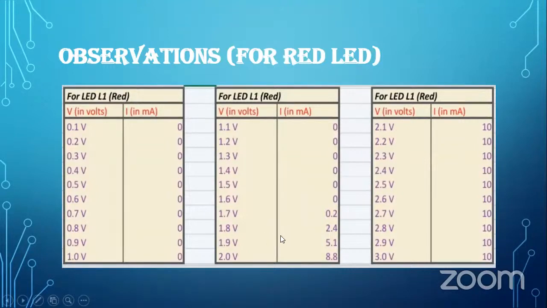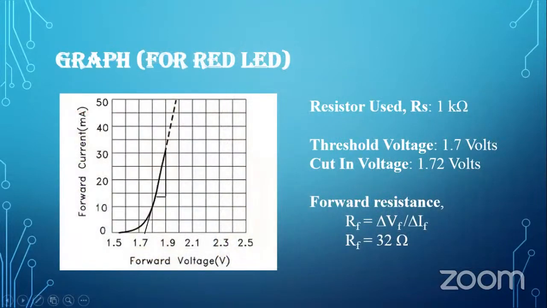Again, on increasing the voltage, we see a significant increase in the current, and it goes on increasing till 2.1 volts. Upon plotting a graph for red LED having forward voltage on x-axis and forward current on y-axis, according to the readings obtained, we get such type of curve. Here, the resistance of the resistor, which is connected to the circuit, is 1 kilo ohm, as mentioned earlier. The threshold voltage obtained was 1.7 volts.